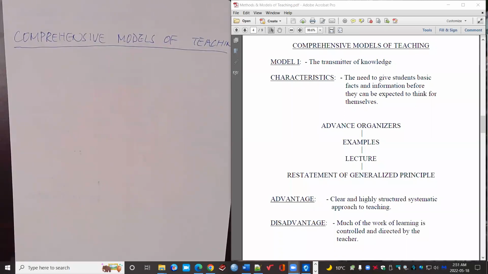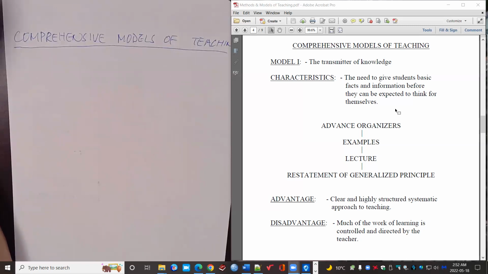Comprehensive models of teaching. There are 3 models. Let's take a look at model 1, the transmitter of knowledge. That is to say, like lecturing, using advanced organizers, and so on. Okay, take a look at the characteristics here.